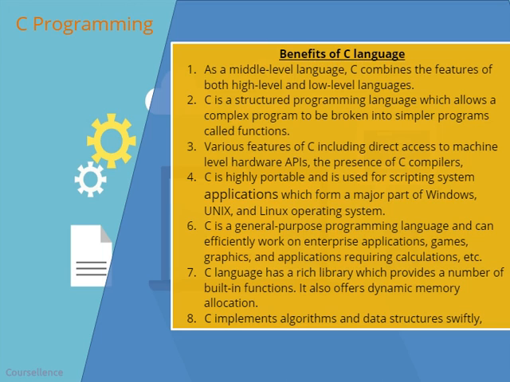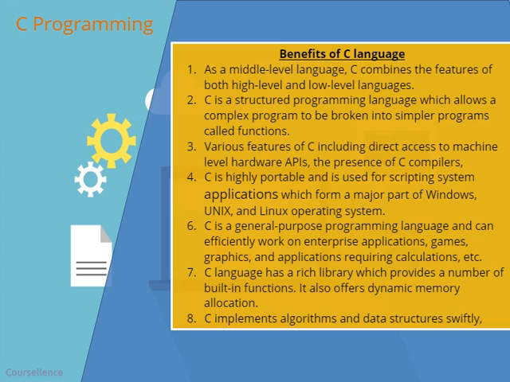Benefits of C language. 1. As a middle-level language, C combines the features of both high-level and low-level languages. It can be used for low-level programming, such as scripting for drivers and kernels, and it also supports functions of high-level programming languages, such as scripting for software applications. 2. C is a structured programming language which allows a complex program to be broken into simpler programs called functions. It also allows free movement of data across these functions.